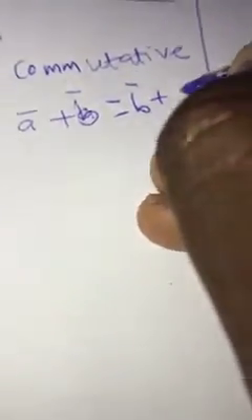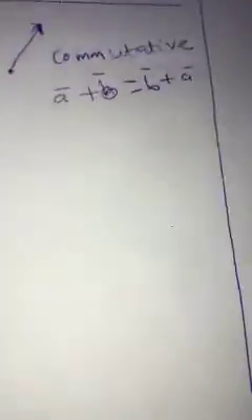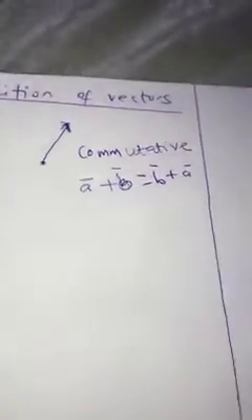And a vector must be commutative. I mean, addition of vectors must be commutative. It means that if I have vector A and I add it to vector B, then it should be equal to vector B plus vector A. So basically that is that. So let's move on to some examples.